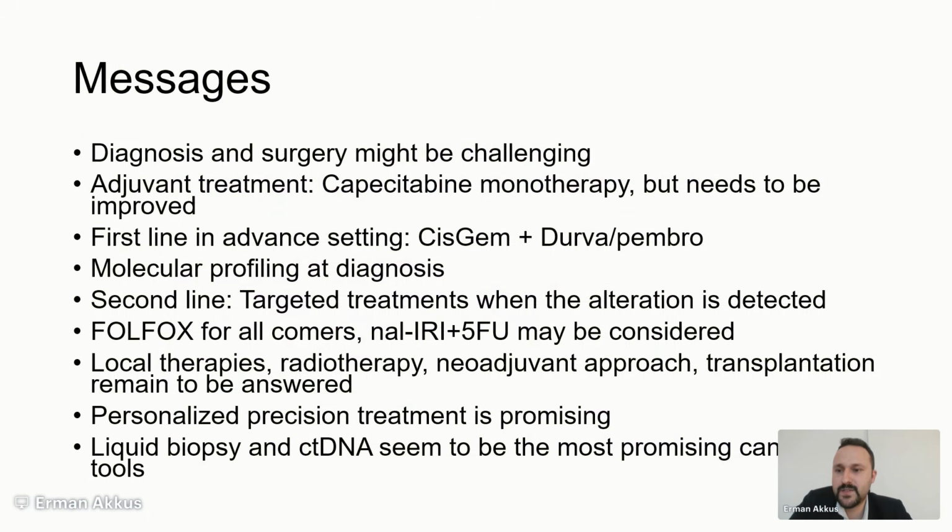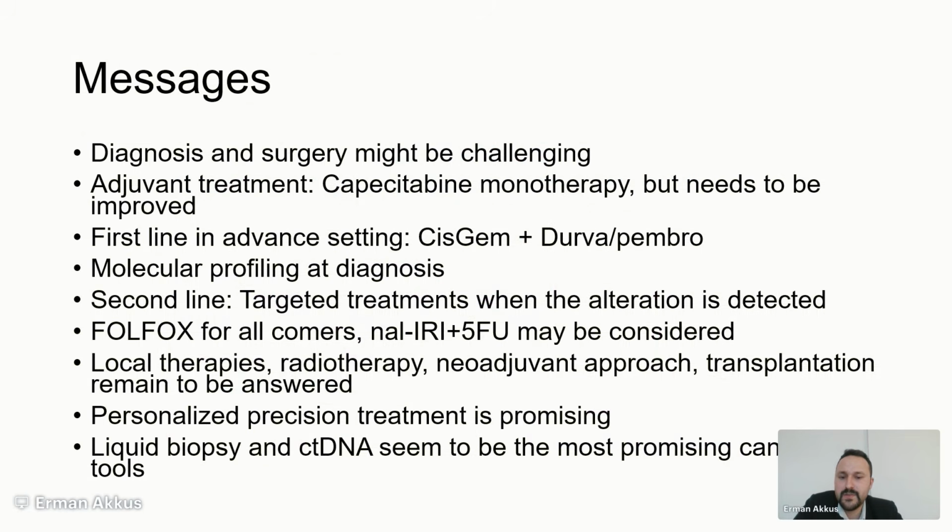So my final messages are that the diagnosis and surgery might be challenging in biliary tract cancers, and adjuvant treatment is capecitabine monotherapy currently, but needs to be improved. And in the first-line treatment of advanced disease, it is gemcitabine plus immunotherapy, and we should do molecular profiling at diagnosis. In the second line, if there's a mutation in the targets and the drug is available, then targeted treatments are the option, and FOLFOX or NALIRIFOX chemotherapies for all comers.